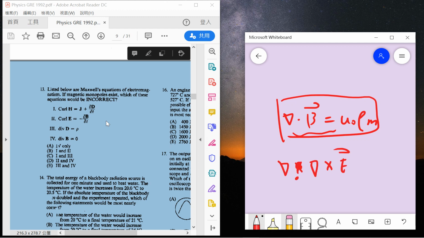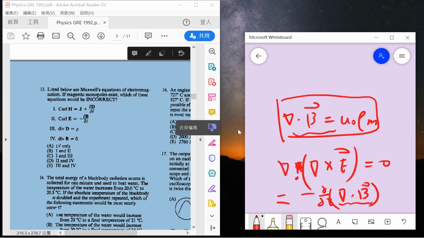We can take the divergence of curl E, and this must be 0. But now this is non-zero. So the second equation is inconsistent. Suppose we take the divergence of the second equation, and we assume the divergence of B is non-zero, then the second equation is not consistent. So we need to modify the second and the fourth. So the answer is D.